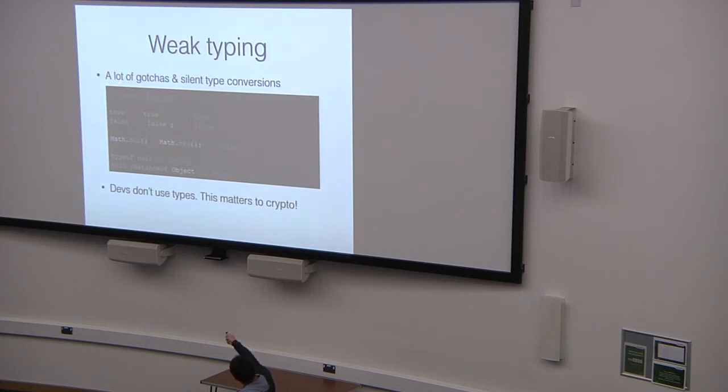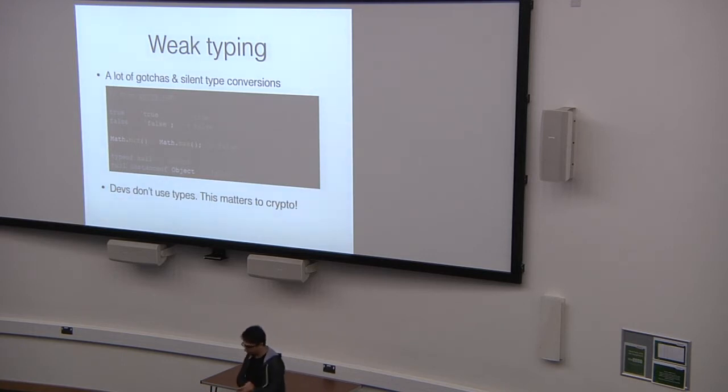So one kind of problem: the Boolean true value is equal-ish to the string true, but if you try to compare false to false, it's actually false, so it's not the same, right? Or for example, the minimum value derived from the Math object is not actually less than the maximum value. And while the type of null is an object, so null is an object, it's not an object. So yeah, there are multiple ways of triggering this weird behavior in JavaScript.